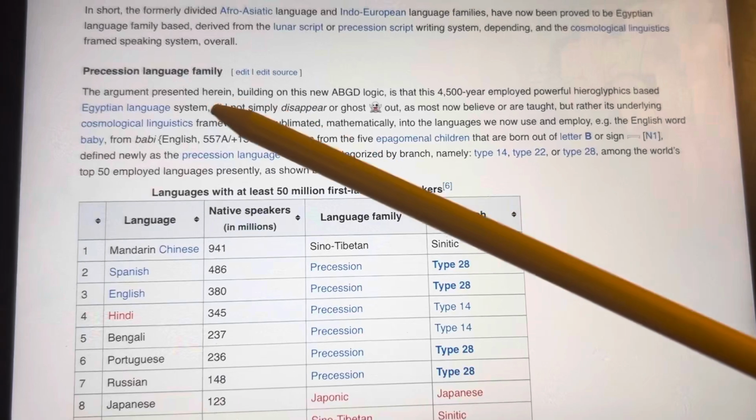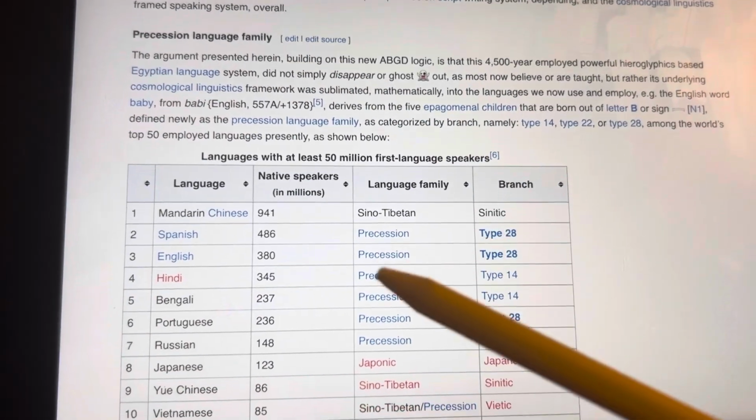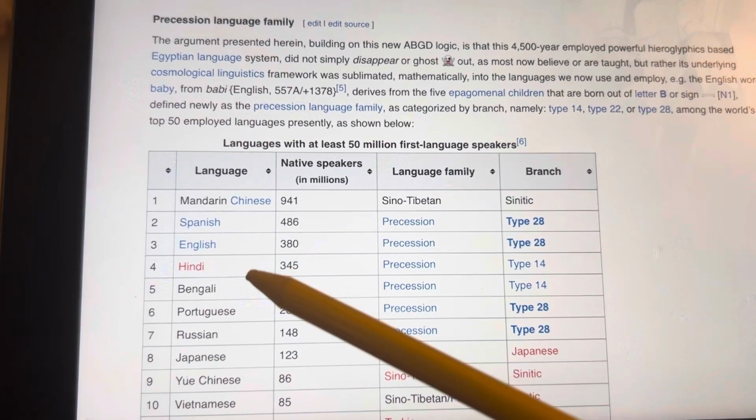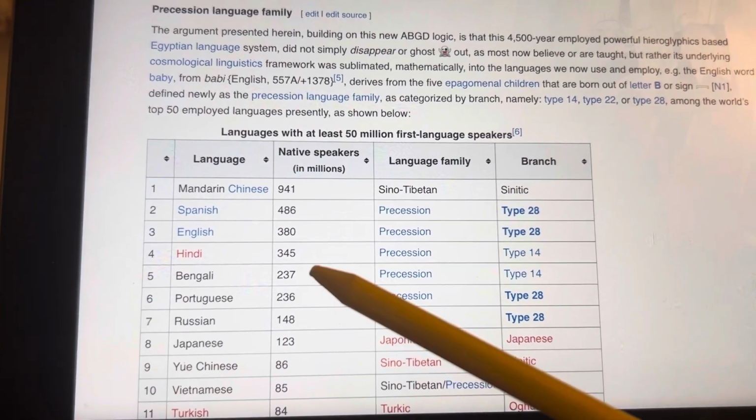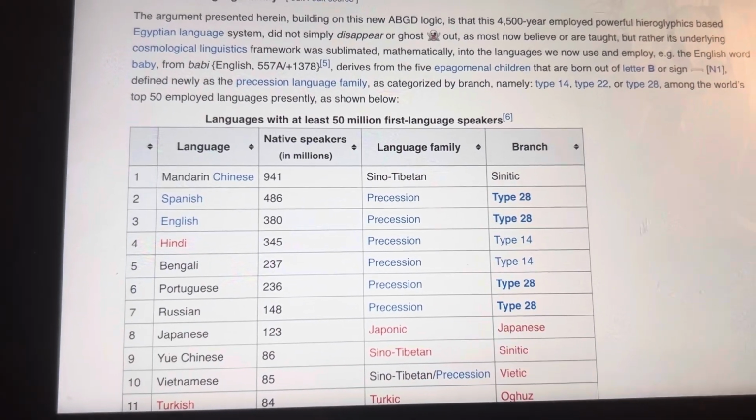Here we see the new precession language family, or precession script, which shows that Spanish, English, Hindi, and so on are all precession language based.